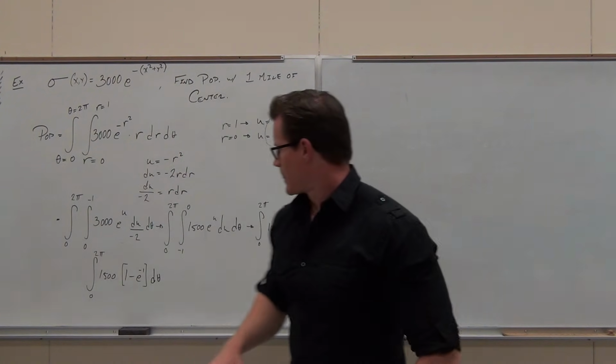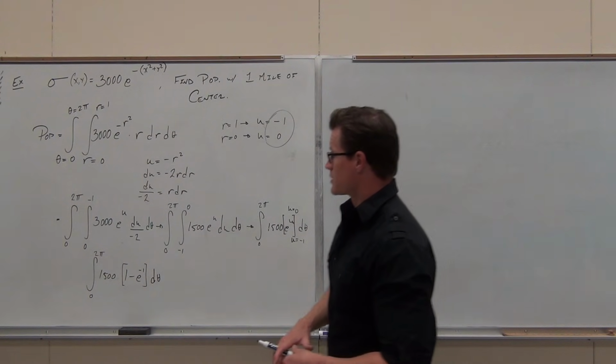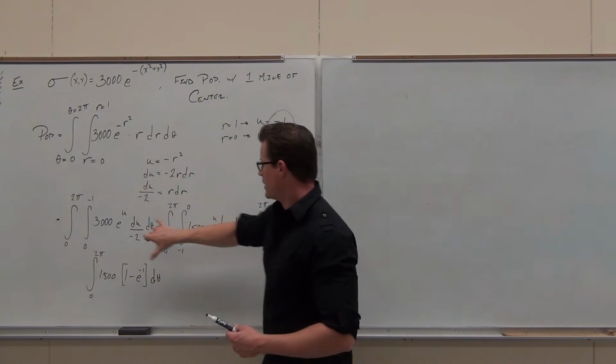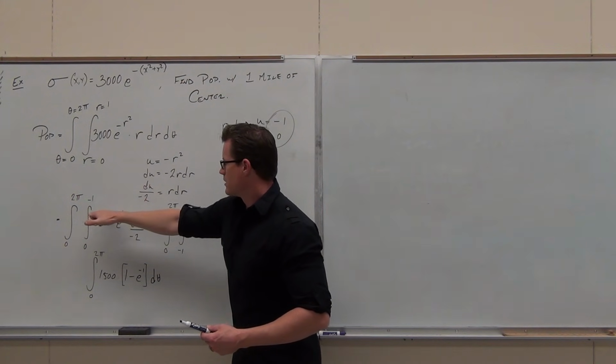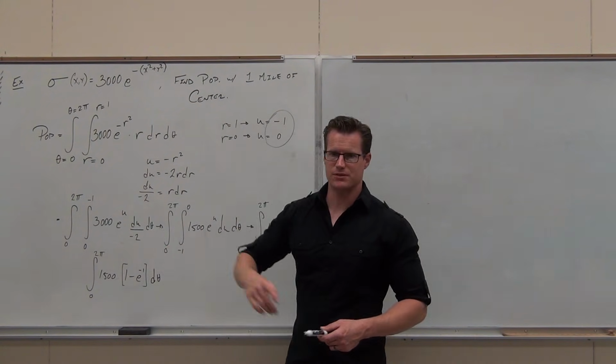Yes? Should the 1500 be negative if we had du over -2? It should, because when I switch my bounds, it creates a negative. So a negative and that negative give me that positive. That's what's happening.